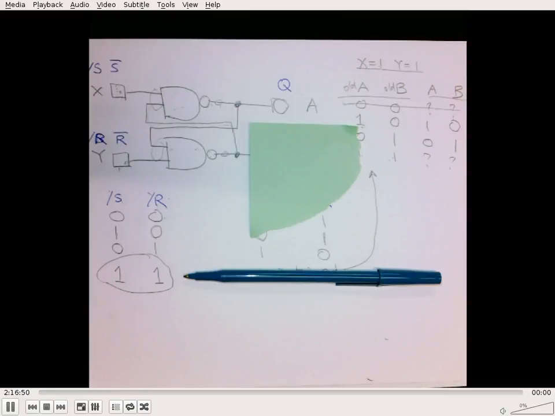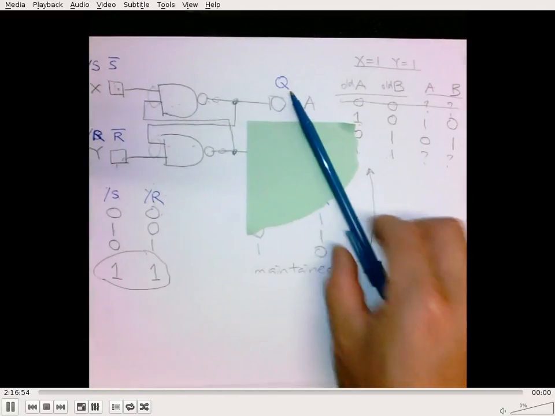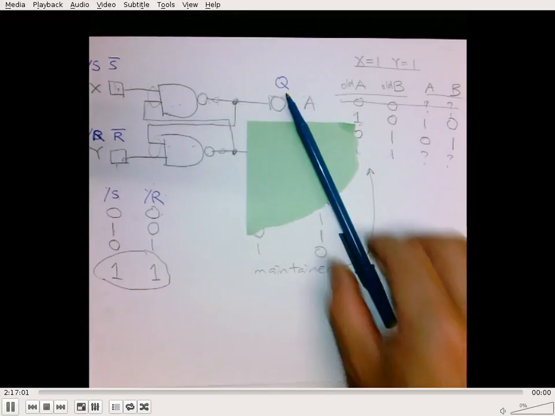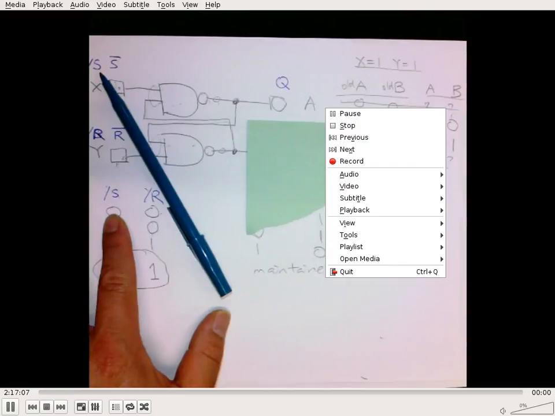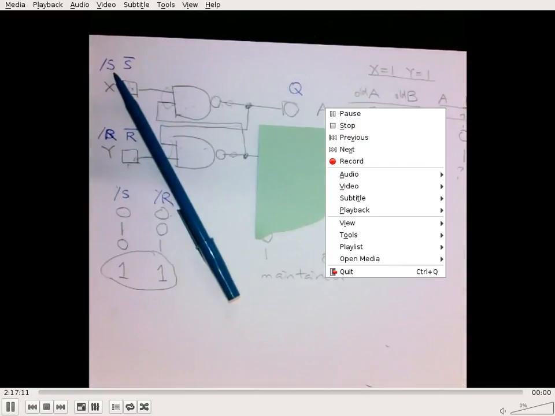So the setting and resetting is really from the perspective of Q itself. Are we setting Q or are we resetting Q? But because of the negated nature of the setting and the resetting feature, that's why we have to put a slash before the S and a slash before the R, so that it is noted correctly, the polarity is correct.